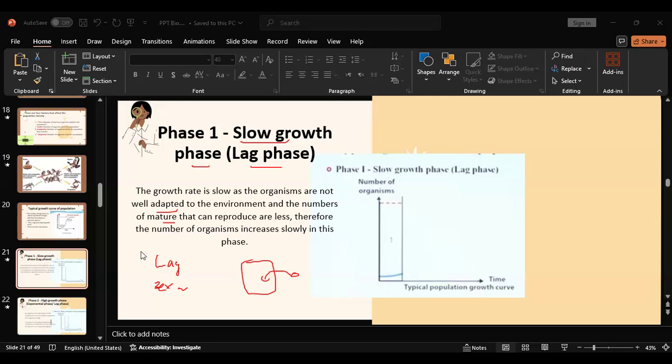So this is the reason in the lag phase. Here you may see that with time, the number of individuals increases very slowly because they are not adapted to the new environment, and there are not that many mature organisms to reproduce. These two reasons are why the lag phase is a very slow growth. Okay, let's move next.